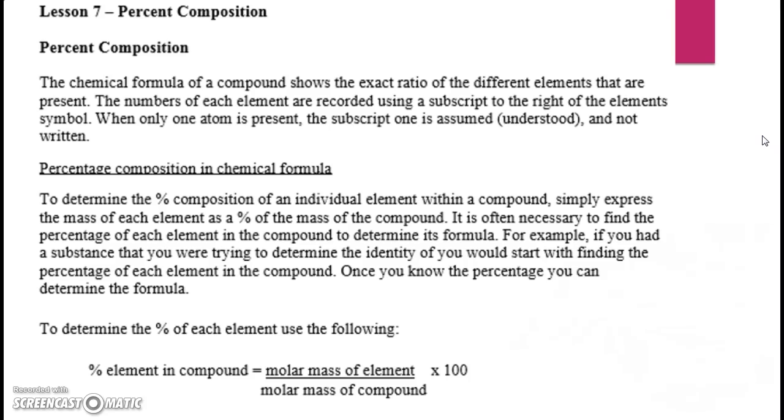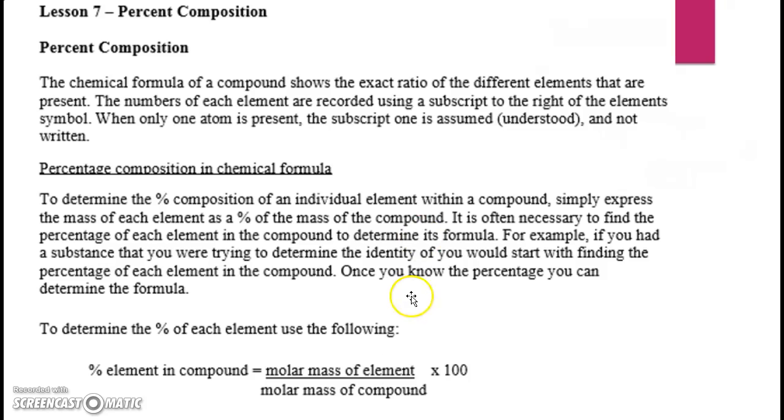To determine the percent composition in a chemical formula, we do this for each individual element. So what you would do first is you would express the mass of each element as a percent of the mass of the compound. So it's often necessary to find the percentage of each element in the compound to determine its formula. So for example, if you had a substance that you're trying to determine the identity of, you would start with finding the percentage of each element in the compound. Once you know the percentage, you can determine the formula.